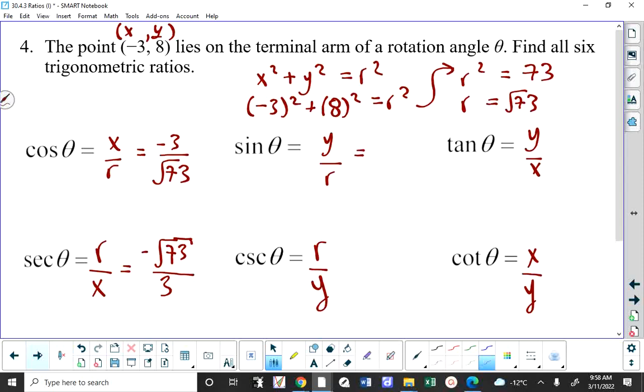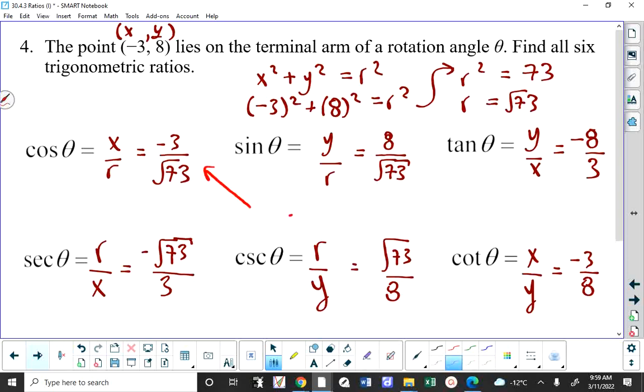Sine of theta is y, which is 8, over r, which is root 73. Flip that over for cosecant, get root 73 over 8. Tangent is y, which is 8, over x, which is negative 3. And again, I'm putting the negative on the top. It doesn't matter where I put it. Flip it over and you get negative 3/8. And I'm sure somebody's wondering, should we rationalize this and this? If you want to, if the multiple choices show that things are rationalized, then you should rationalize it, but I don't care to.